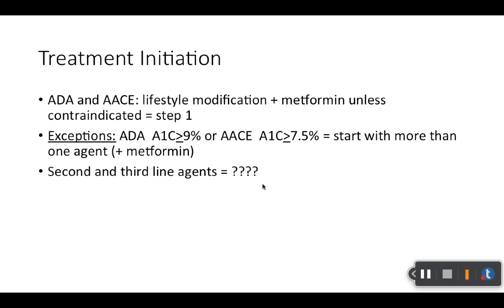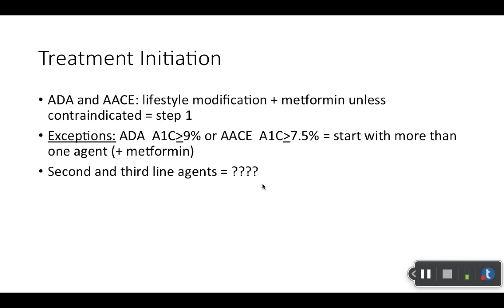So everyone agrees metformin first, lifestyle modifications first. But then with second and third line, not everyone agrees. And it's hard to say, this is exactly what you're going to do, step 2, step 3, step 4. So for studying purposes, metformin, first line, everybody, right? Unless contraindicated. And then second and third line, this is going to be more tricky. And it's really going to be kind of patient dependent.